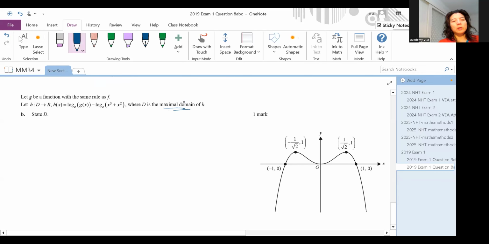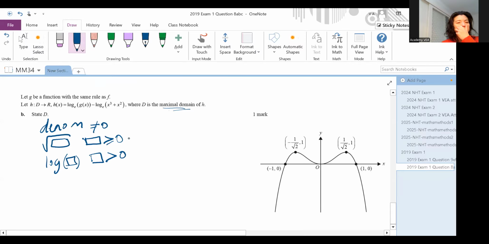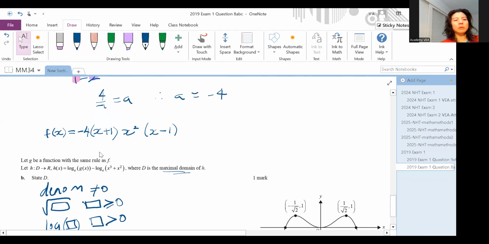So when you find maximal domain, there are 3 basic principles. Denominators can't equal 0. For a square root, whatever's in there has to be greater than or equal to 0, and for logs, whatever the argument is has to be greater than 0. So that's what you're going to use for this question. So for the logs, g of x is just what you had before. And really, I don't know why they decided to make that so complicated. They could have left it the same letter, but never mind.